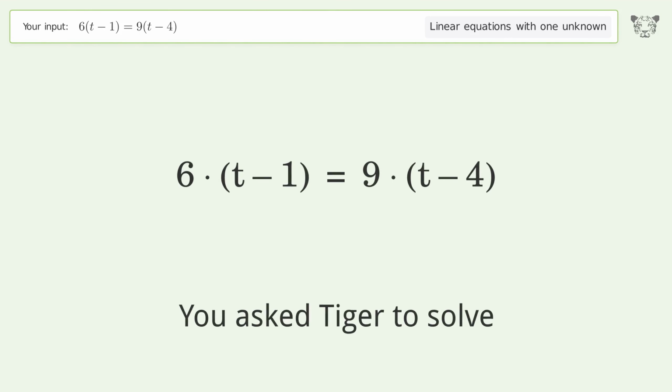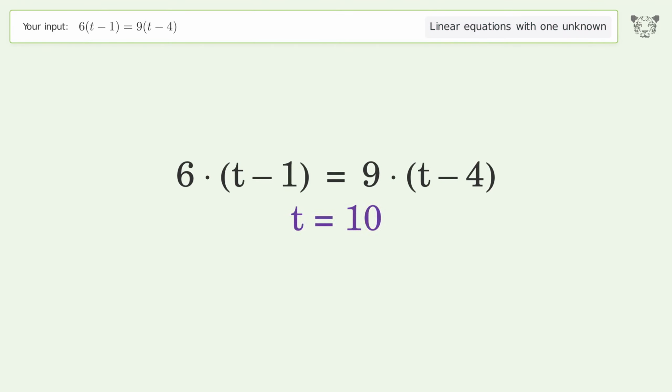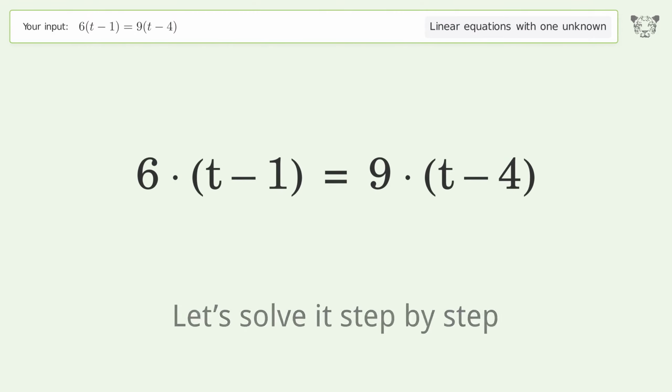You ask Tiger to solve this. This deals with linear equations with one unknown. The final result is t equals 10. Let's solve it step by step.